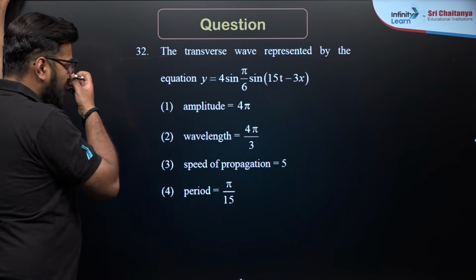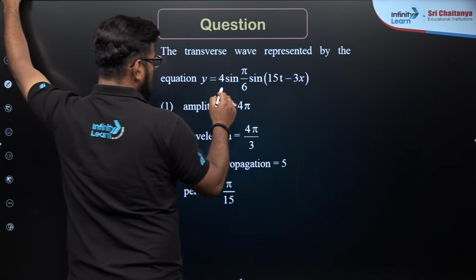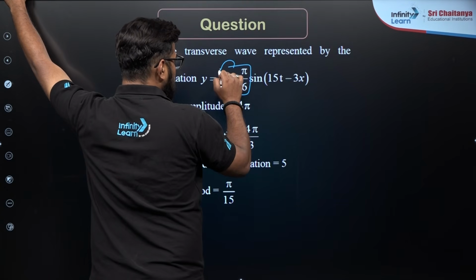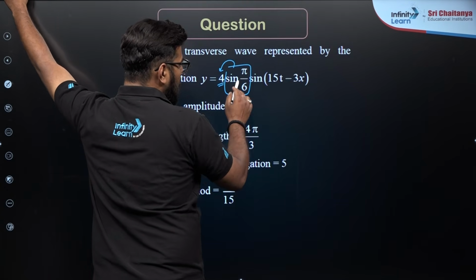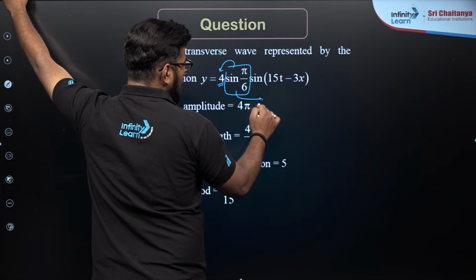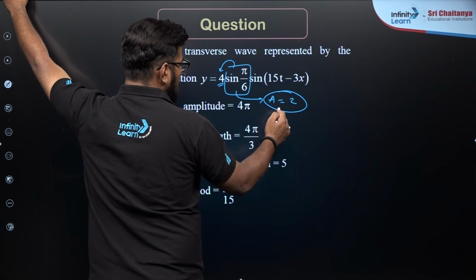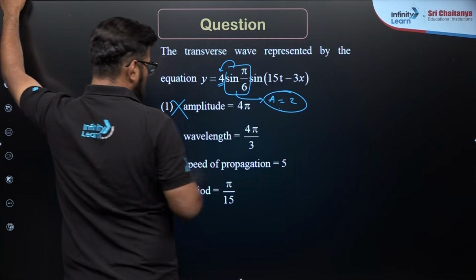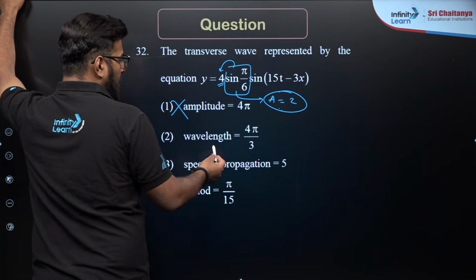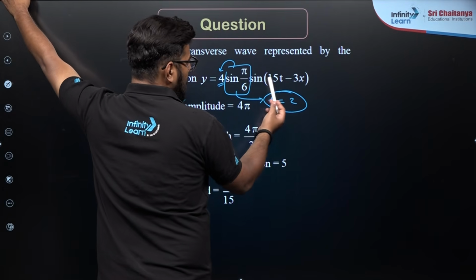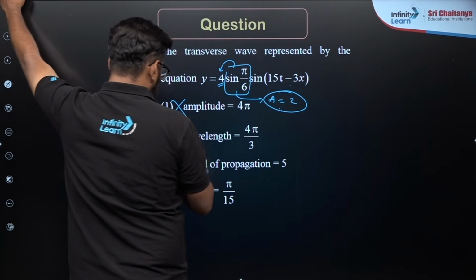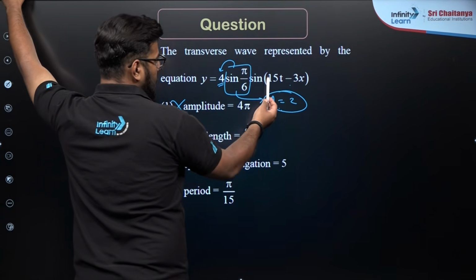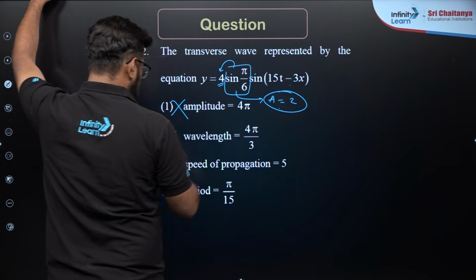Transverse wave represented by the equation. Now see, this is a nice problem. Sin pi by 6 is involved in the amplitude. So amplitude is 4 sin 30, that is 2. Amplitude is 2. Clear? So this is wrong. Wavelength is 2 pi upon k, that means 2 pi by 3. This is also wrong. Speed is coefficient of t upon coefficient of x, 15 by 3, 5. Yes, this is correct.